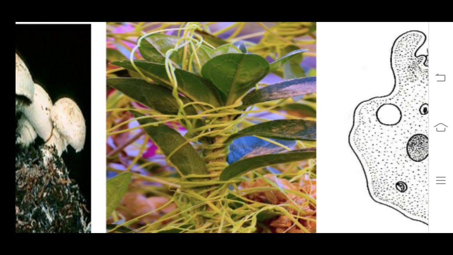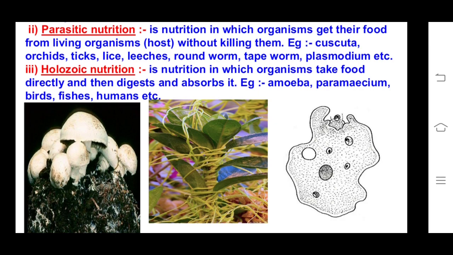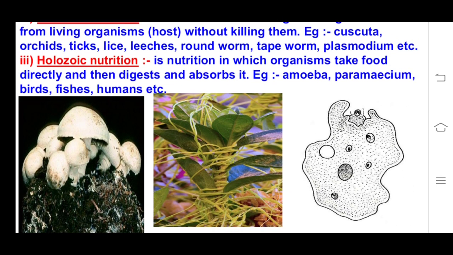Cuscuta has haustoria, which are the sucking roots by which it sucks the nutrition from the plant. This is called an epiphyte. Epi means growing on another plant. It's also Cuscuta, the orange-colored, thread-like things. That is the Cuscuta. And this is the mushroom, which grows on dead and decaying organisms.